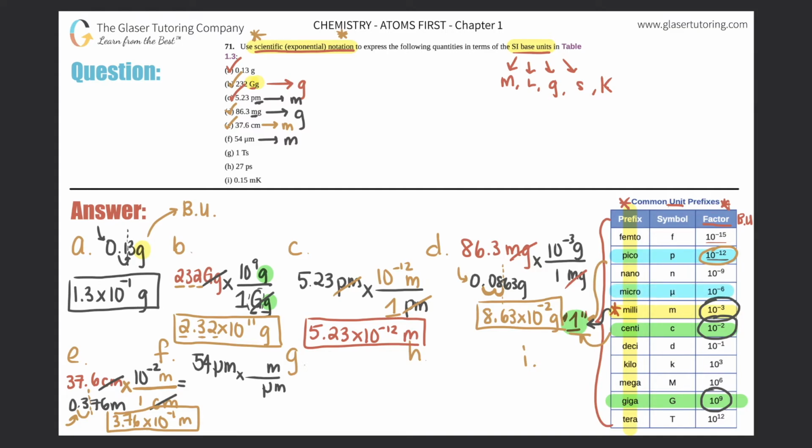Micro is the prefix, so that gets the number 1. And then the other number, 10 to the negative 6, goes with the meter. Micro, meter cancels out. They're the same. So then 54 times 10 to the negative 6 is 5.4 times 10 to the negative 5th meters.